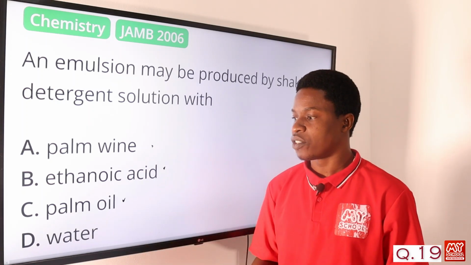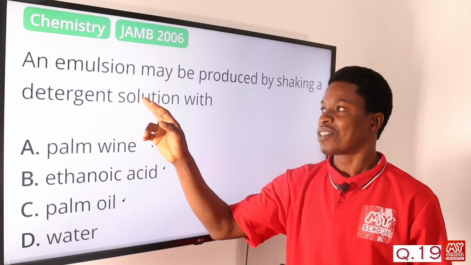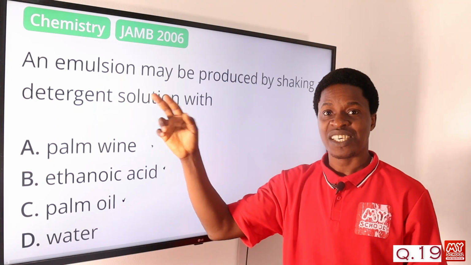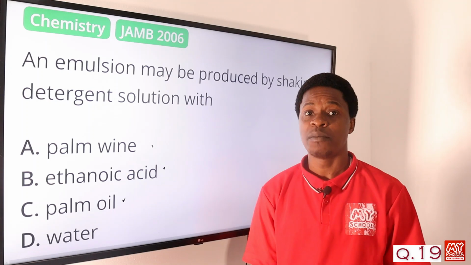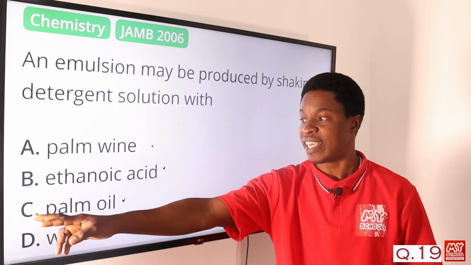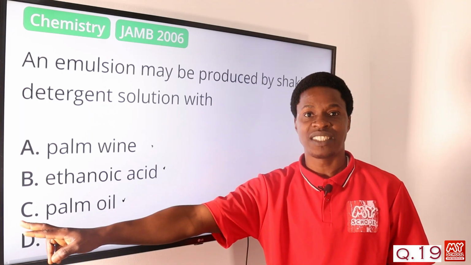Option D is water. Of course, this is detergent in water or in solution. If the detergent solution is already having water in it, and you pour water into it, you are not going to have any emulsion. So based on that, the correct answer is palm oil, option C.